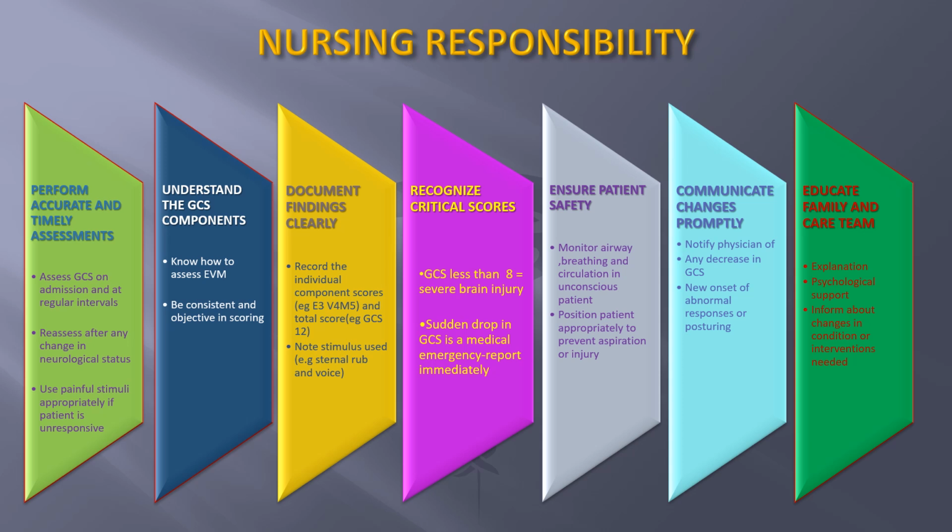Number 1 is to perform accurate and timely assessment. Assess the GCS on admission and at regular intervals. Reassess after there is any change. Use painful stimuli if you do not get a proper response. Understand the GCS components very well. Know how to assess the EVM. Be consistent and objective in scoring.